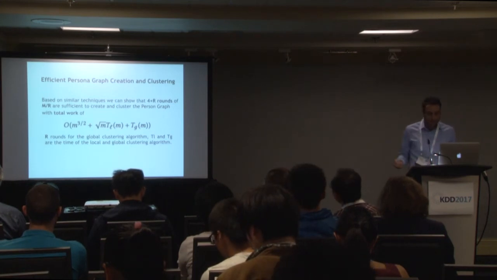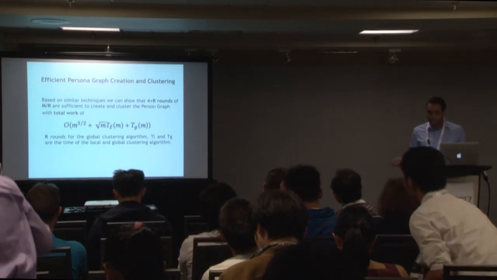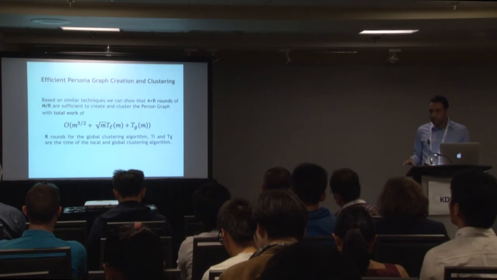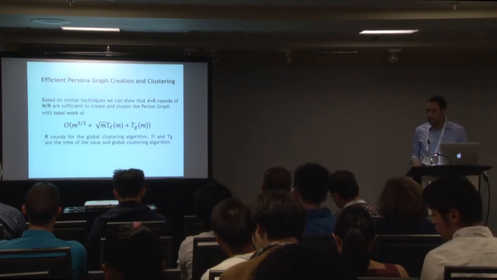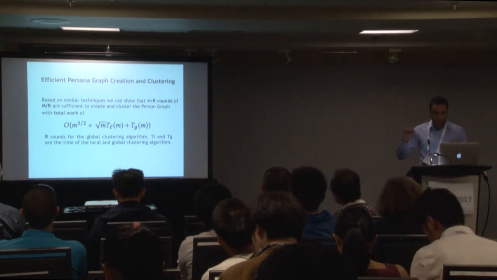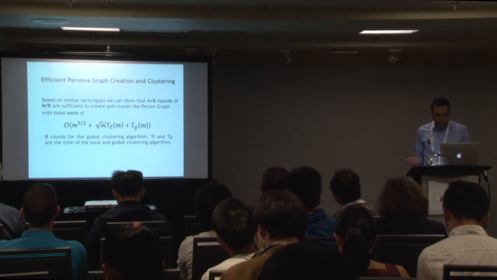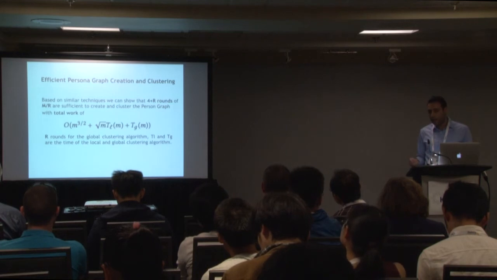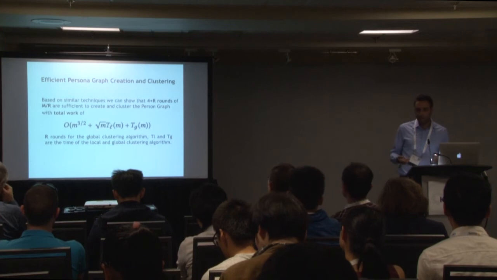So what we show is that, for instance, using MapReduce, you just need on the order of 4 rounds of MapReduce to completely create the persona graph and cluster it. And the total work that will be needed is on the order of m^1.5. Of course, this depends on the clustering algorithm that you use in the nodes, but this is the relationship that you have. And this could be quite expensive for a very large graph. However, if the graph does not have very high degree nodes, or if in some way you cap the degree of these nodes, this again is very, very efficient.